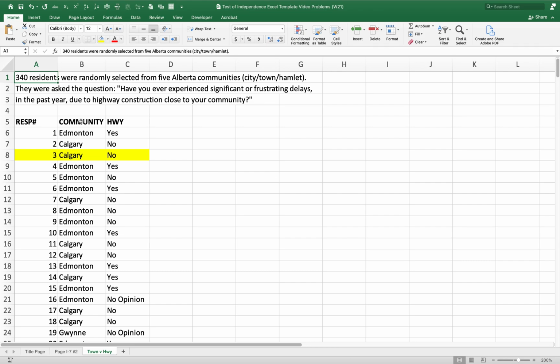And what I would say in that case is that maybe it's this question that you have to change here to more of a rating scale. So this is simply a yes, no, or no opinion. Have you experienced significant or frustrating delays in the past year? Yes, no, or no opinion. You can see those 3 different options as we go down here.